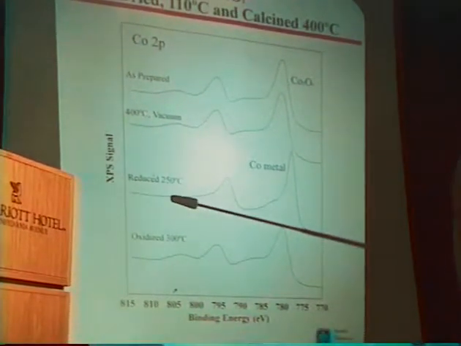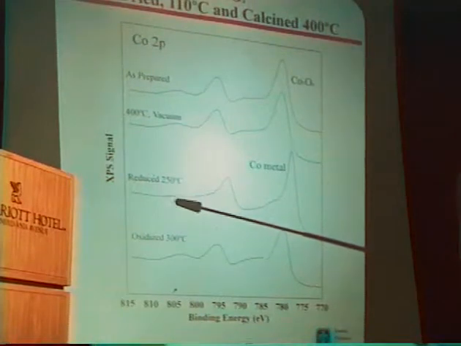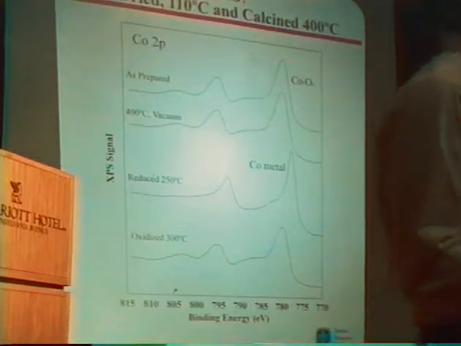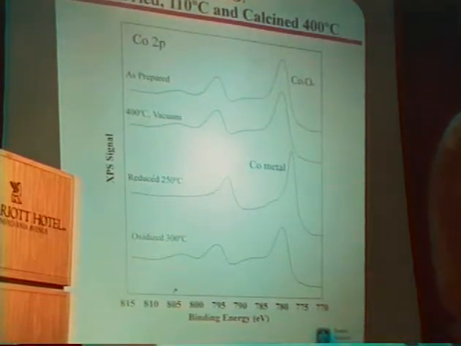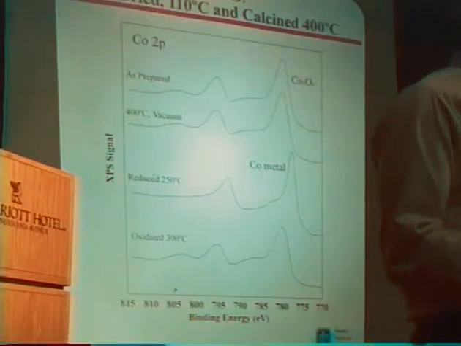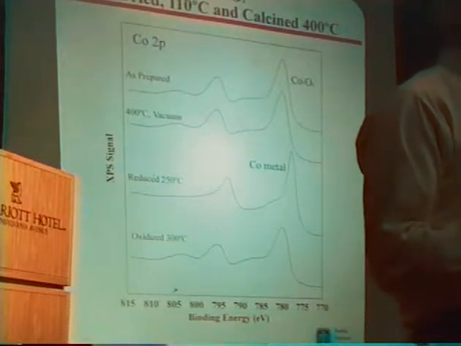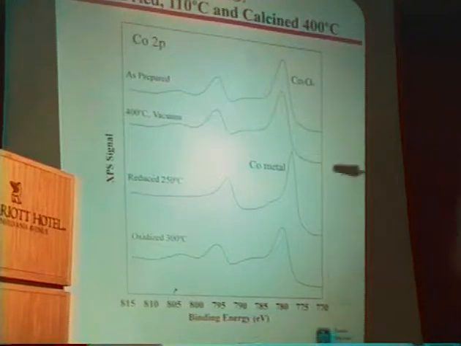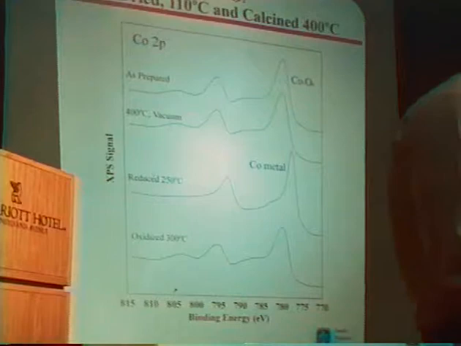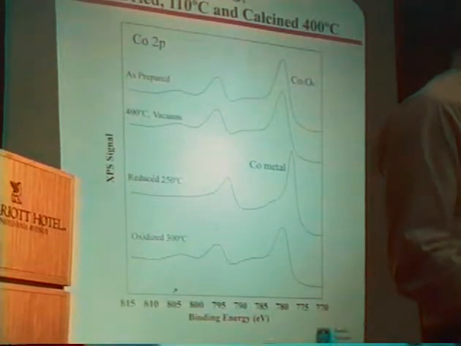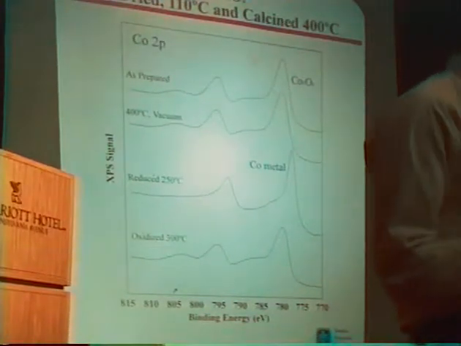If we then reduce the sample at 250 degrees C, we see a shift in binding energy to 777.8 eV that's associated with metallic cobalt, and we get complete conversion of the cobalt to the metallic phase. This is supported by hydrogen chemisorption and oxygen uptake work on reduced samples, where we do see approximately a 90% reduction in these samples. If we reoxidize this sample, we see a shift back to a peak position and peak shape that's indicative of the Co3O4. So we have an easily reduced cobalt oxide phase for an air-dried and calcined sample.